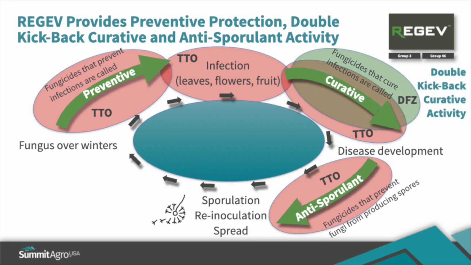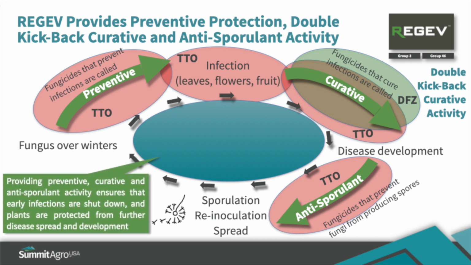Difenoconazole is a curative fungicide, so the combination of tea tree oil and difenoconazole in Regev provides double kickback curative activity. Although triazoles are good fungicides, they lack the ability to prevent infections from starting, and therefore plants waste a lot of energy defending themselves. The combination of tea tree oil and difenoconazole prevents infections from occurring from the start and doubles down on curing those infections that began before applications were made.